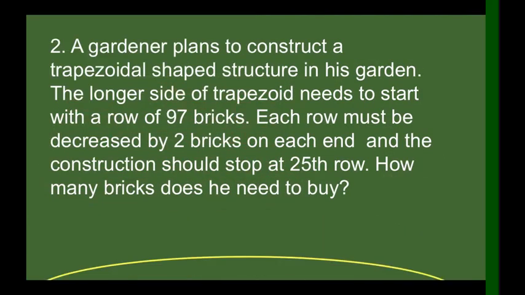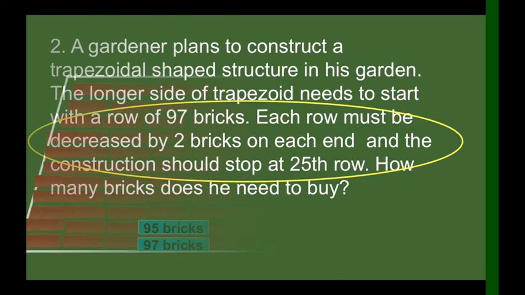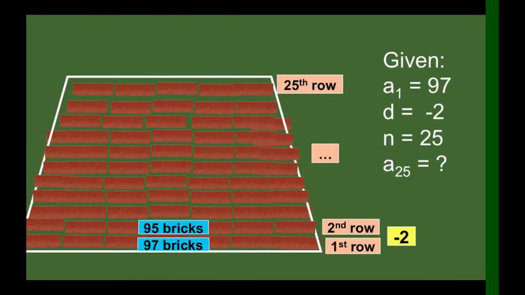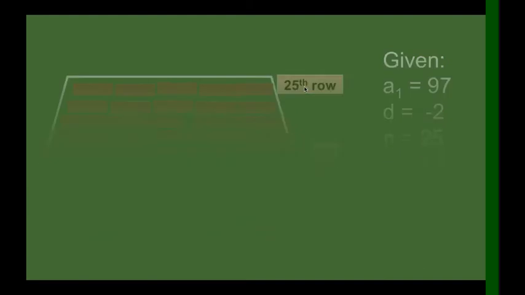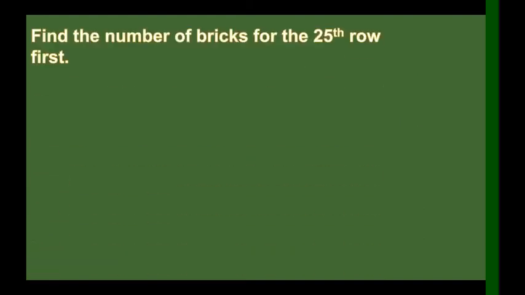Now, dito sa problem, ang tinatanong pa is ano yung total ng bricks, di ba? So, hinahanap din natin yung S sub n. Okay, yung total ng numbers ng lahat ng bricks from 97, 95 hanggang dun sa 25th row. So, kailangan muna natin malaman yung 25th row. Kasi this is our first question, right? So, let's first answer the 25th row.